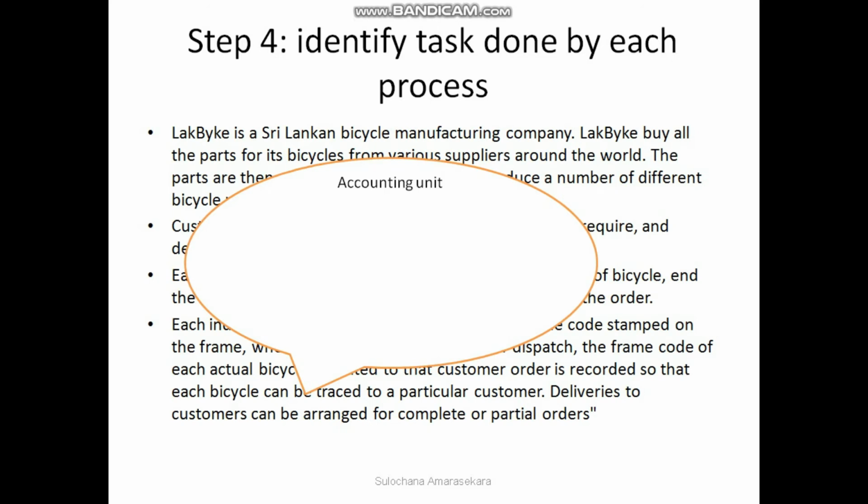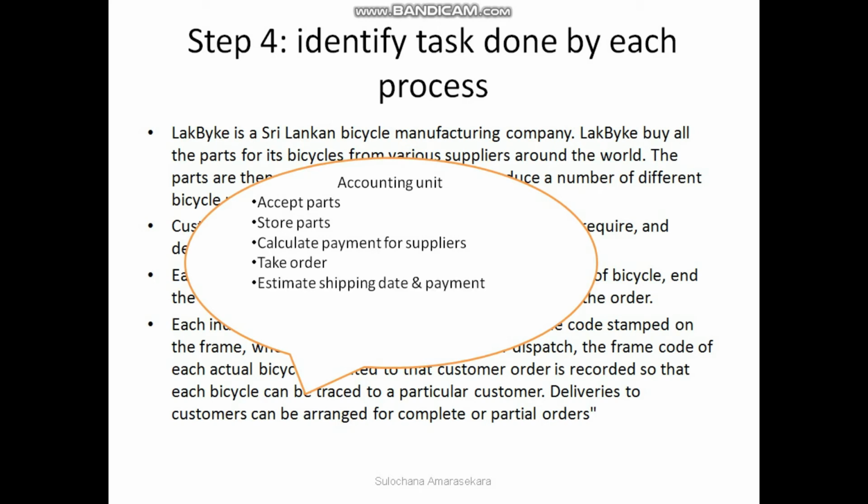Next, the accounting unit. First it takes parts from the suppliers. After that they send the parts to stores. Next they calculate the corresponding payment for each supplier and do the payment, as well as take orders. According to that order information they estimate the possible shipping date and required payment, and they send that information via a delivery note, as well as order the delivery of the bicycle.